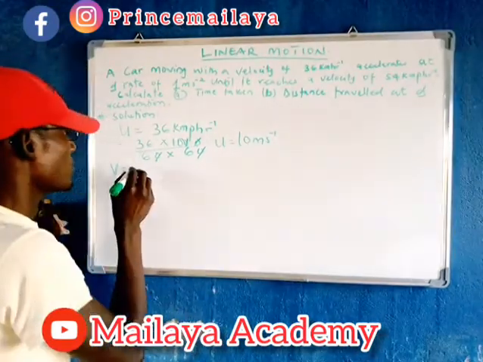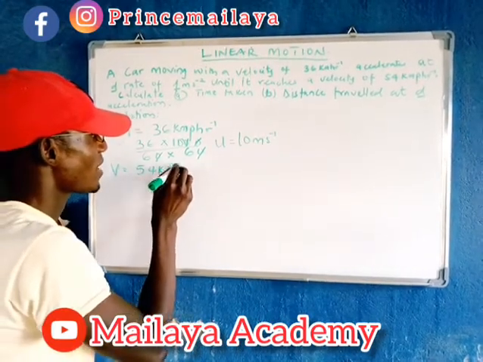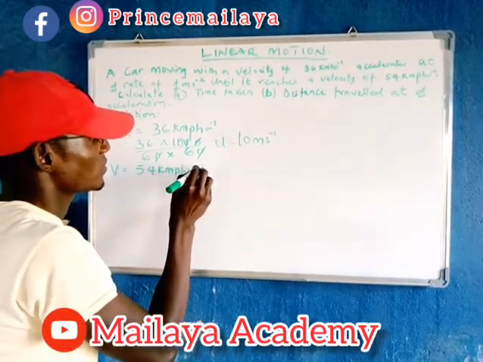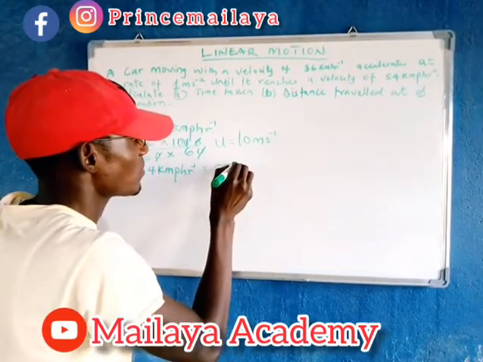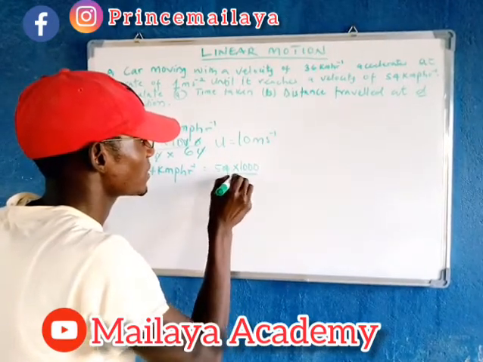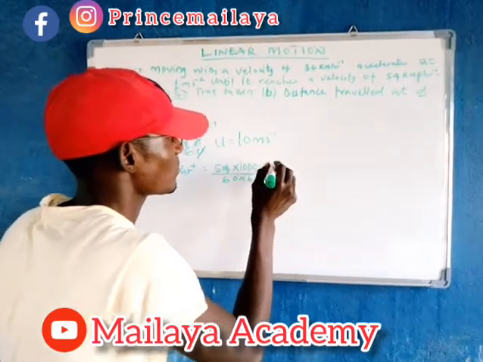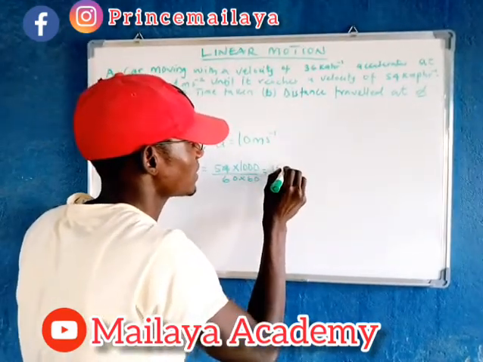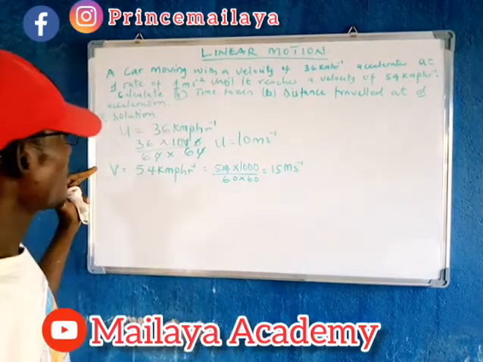equals to 54 km per hour, which is equals to 54 times 1000 all over 60 times 60, which is equals to 15 meter per second.